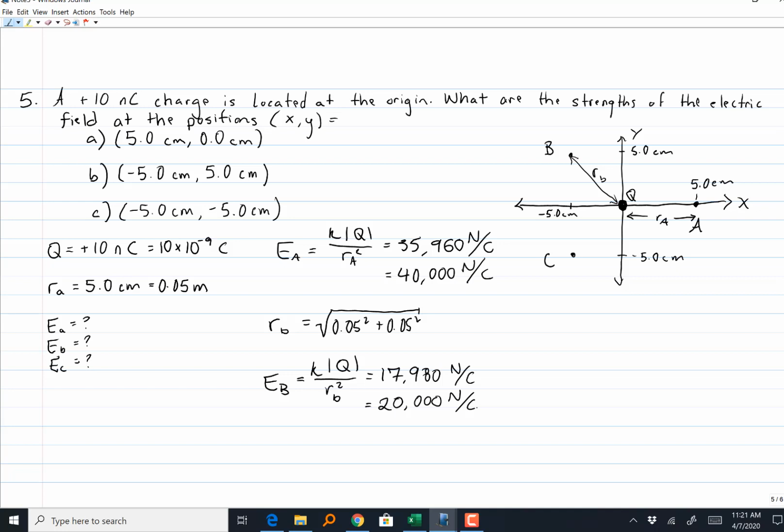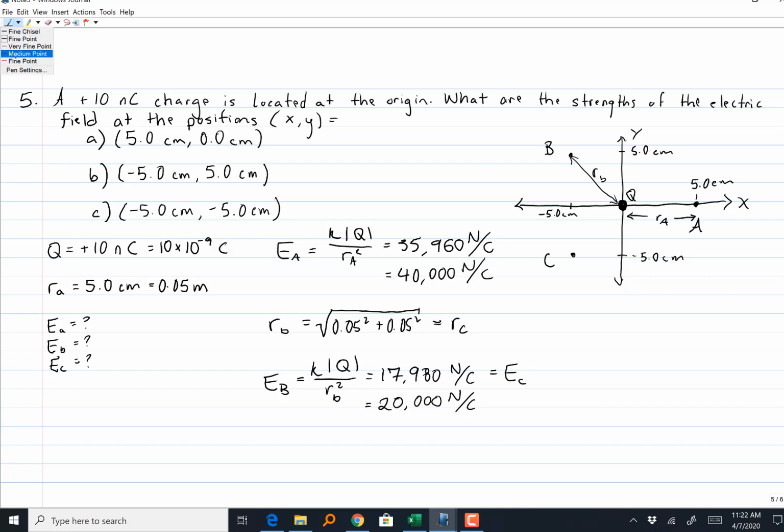Now, despite the fact that point C is in a different quadrant, so the electric field's going to be pointing in a different direction, finding the distance, R_C, is going to end up being the same, right? Because when I square it, the negative signs don't matter, so it's negative 5 squared plus negative 5 squared, but I'm still going to end up with the same value. So R_B is going to be the same as R_C, and if I did this all over again, I would get the same value, and so the electric field at point C would be the same in magnitude as point B.